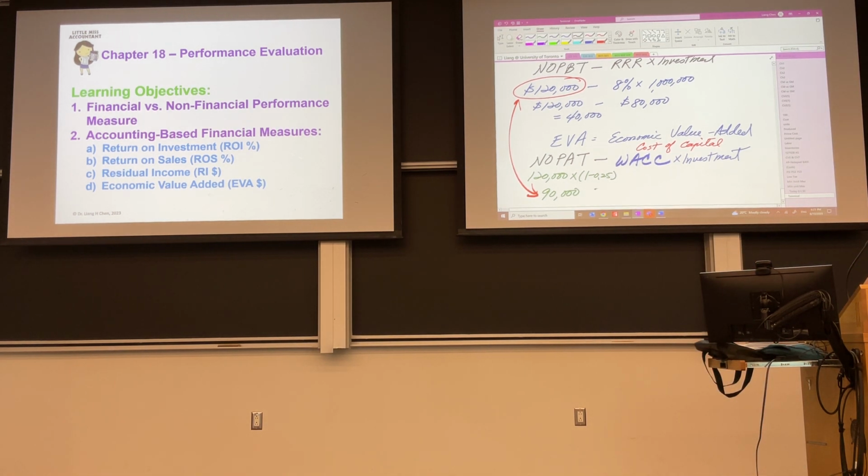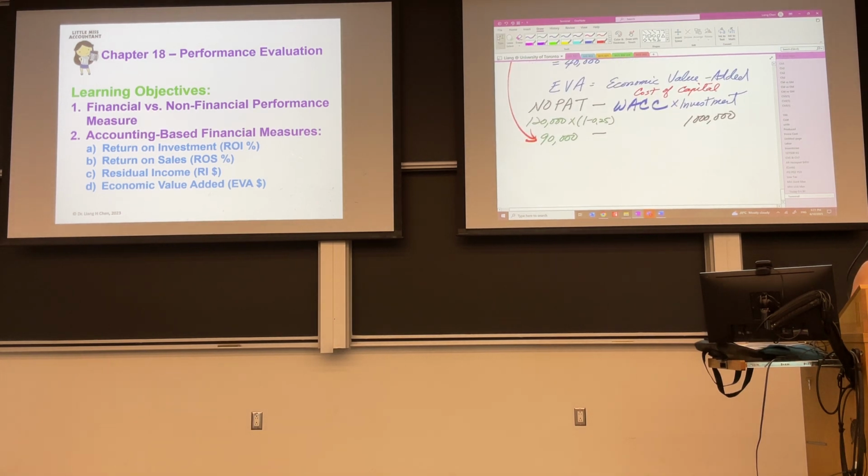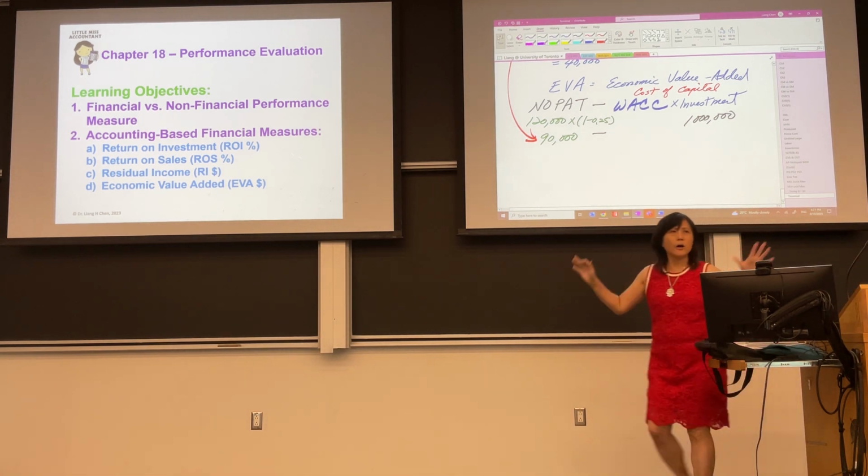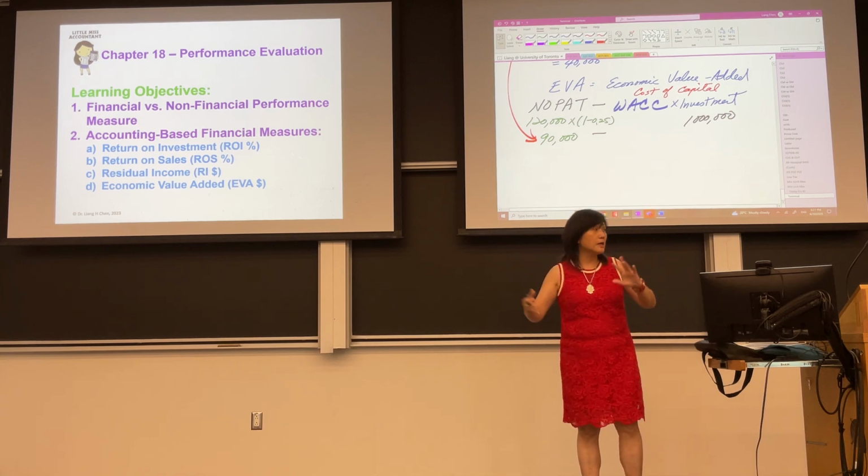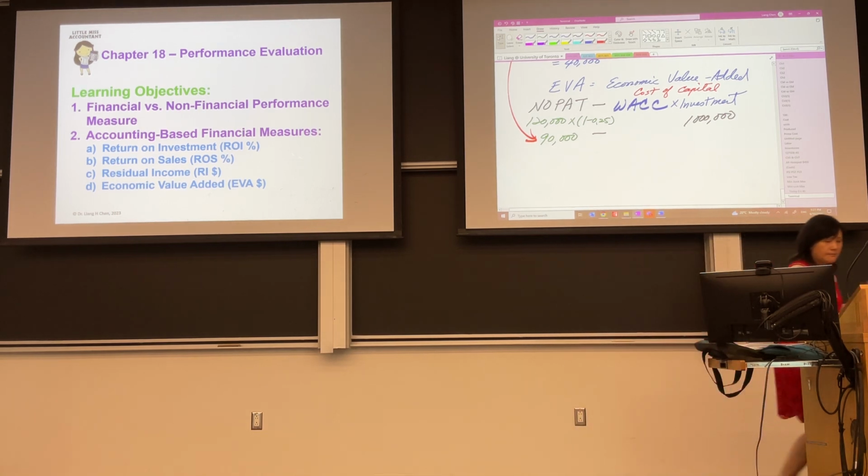Okay, so how do I calculate WACC? Suppose the investment is still $1 million. This is a new project. I'm going to invest $1 million, but I need to get money from different sources. The company does not have all the money for us to invest. So how do I raise this money?